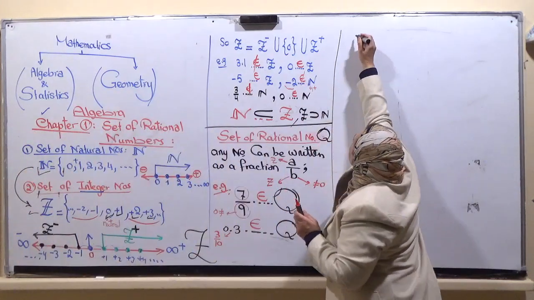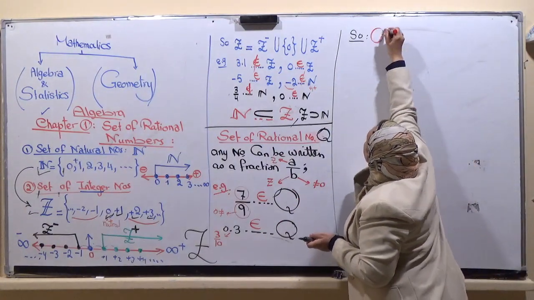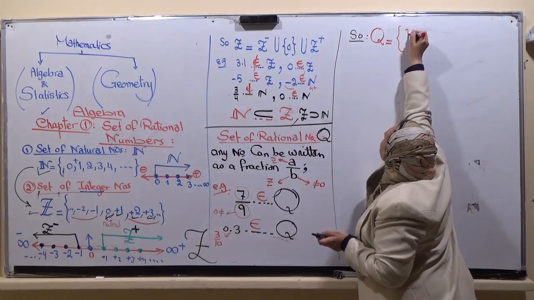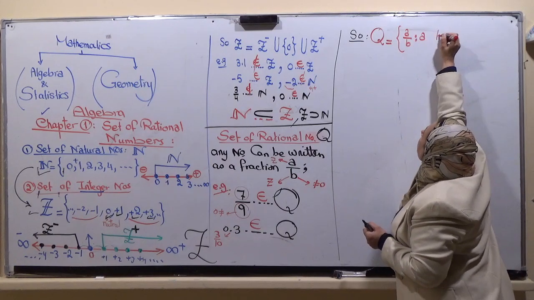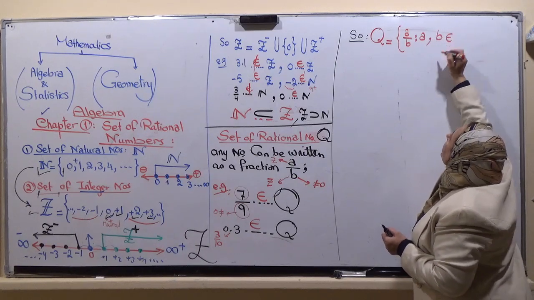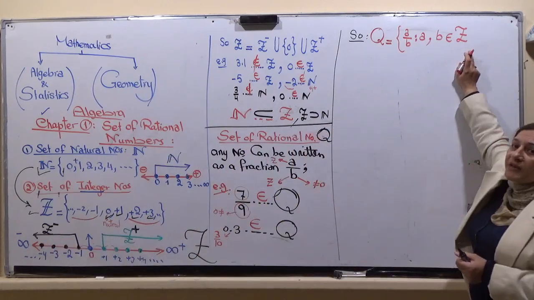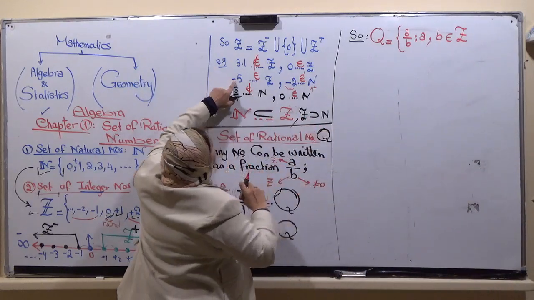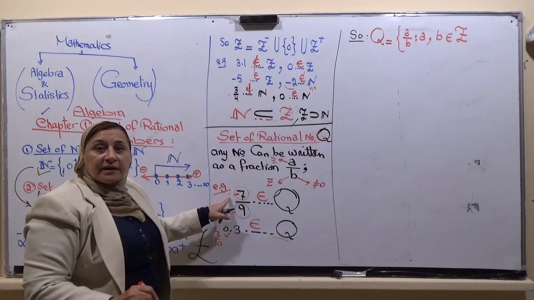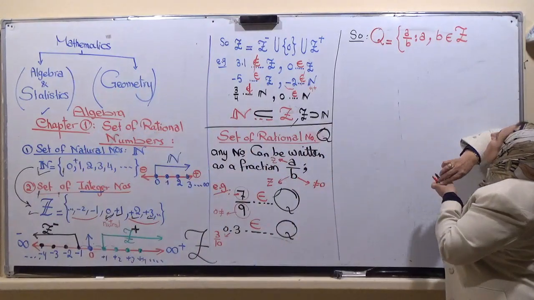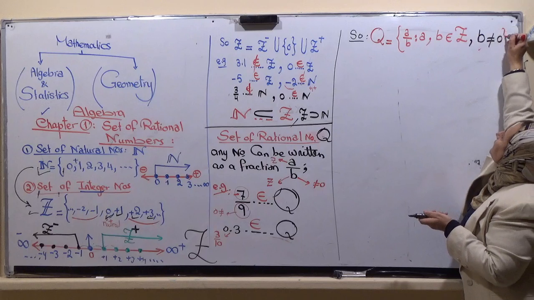So what's the definition? How can we define Q? We can define Q as follows. Q is all values like A over B, such that the numerator and denominator, both of them, belong to the set of integers. Maybe positive, maybe negative. -7 is an integer. It's okay. But as a condition, the denominator is impossible to be 0. Take care about this one.